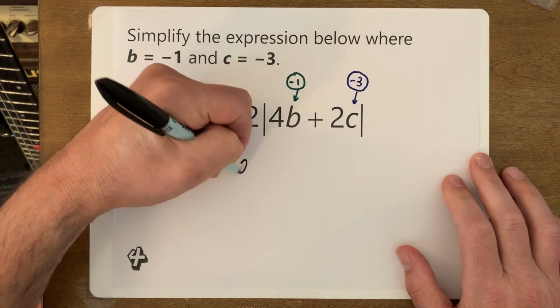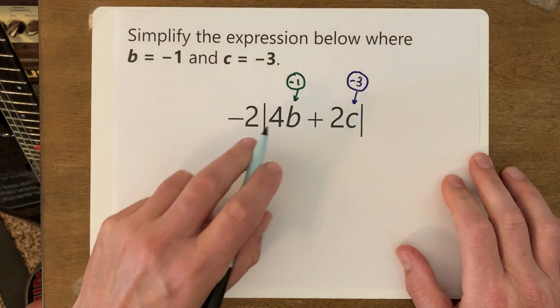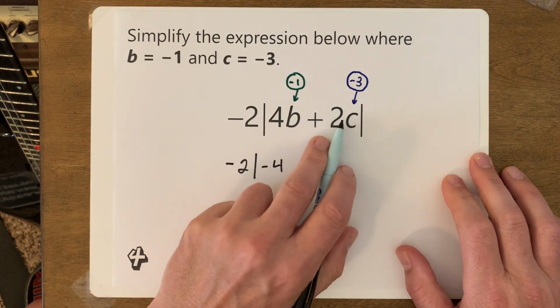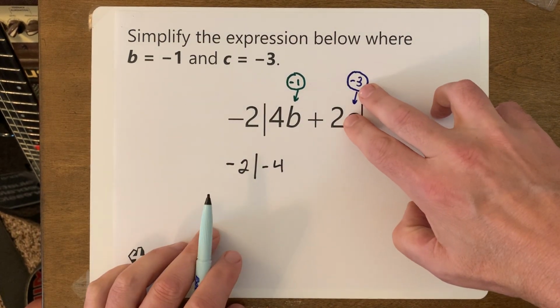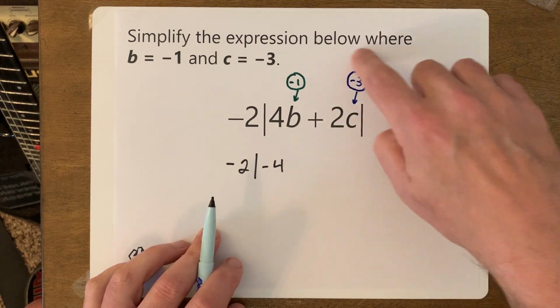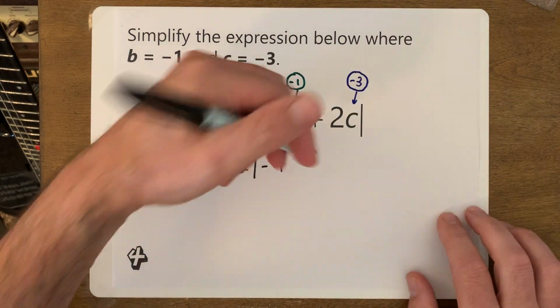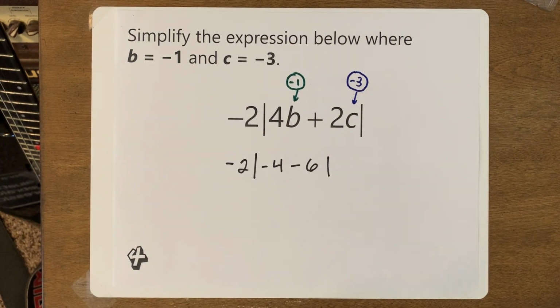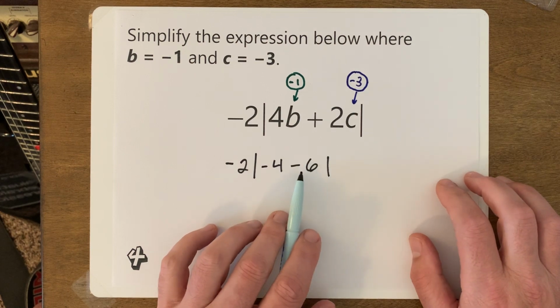So we have negative 2 on the outside of these absolute value bars. 4 times negative 1 is negative 4. Then we got a plus 2 times negative 3. That's going to give me a negative 6. So this whole thing is actually going to be negative 6 or minus 6 right there. Now, if you want to do that in 2 steps, if you want to do the plus minus, you can, but it's eventually going to be negative 6 right there anyway.